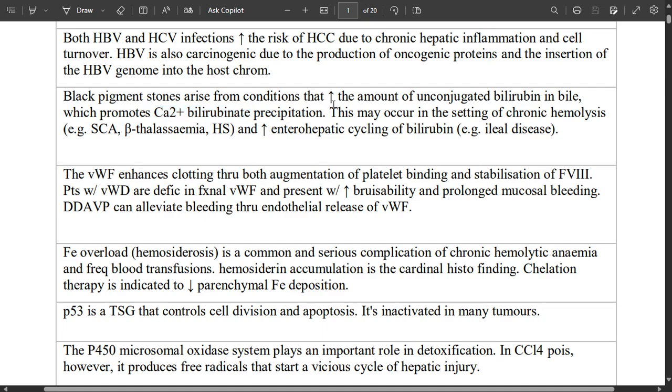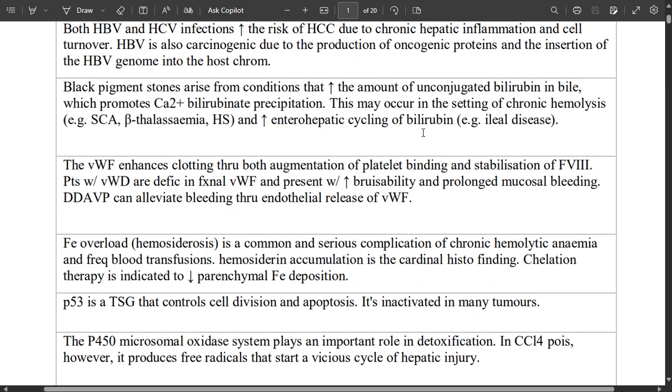This may occur in the setting of chronic hemolysis. Examples: sickle cell anemia, beta thalassemia, hemolytic anemias, hereditary spherocytosis, and increased intrahepatic cycling of bilirubin. So in ileal disease, the bile cannot properly move distally beyond the ileum, and it disturbs enterohepatic circulation. It rather increases the amount of intrahepatic circulation, and therefore there is more unconjugated bilirubin in the bile, thus black pigment stones form.